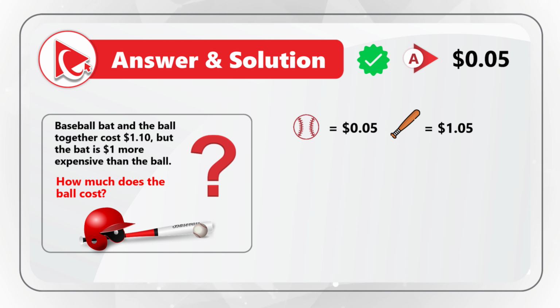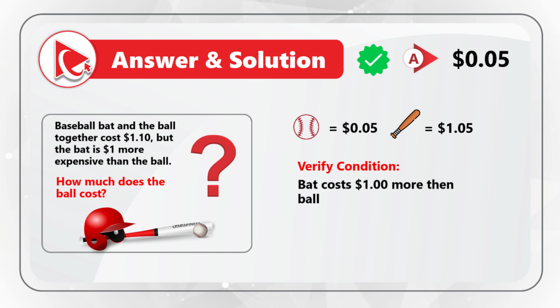Let's verify the main condition of this problem. Bat costs $1 more than a ball, which is correct. 5 cents plus $1.05 equals $1.10. And if we subtract 5 cents from $1.05, it would be equal to $1. So the correct answer here is choice A. Cost of the ball is 5 cents. Hopefully you've nailed this problem and now know how to solve similar problems on the test.